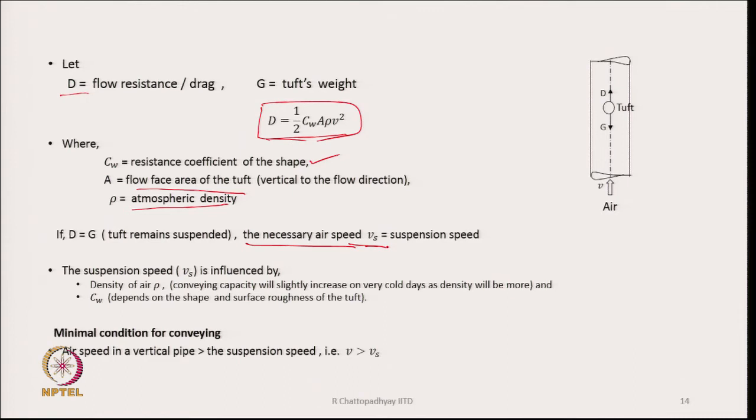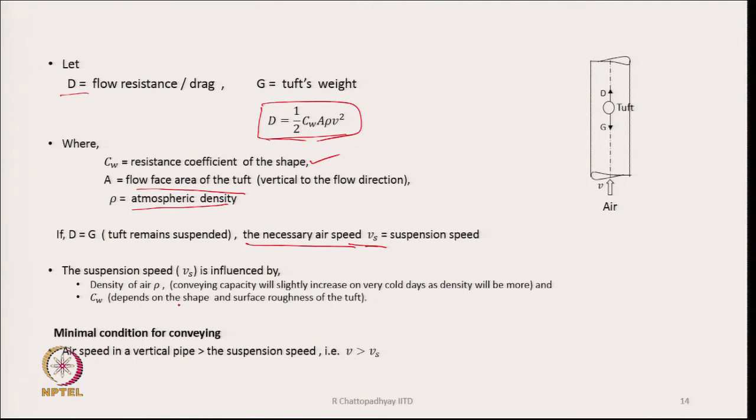So, as long as the velocity of the air is Vs, the tuft will remain suspended and is not going to move, and therefore, the suspension speed is influenced by the density of air. Conveying capacity will slightly increase on very cold days, as density will be more on cold days. Air density will be more when the temperature is low, and also depends on Cw.